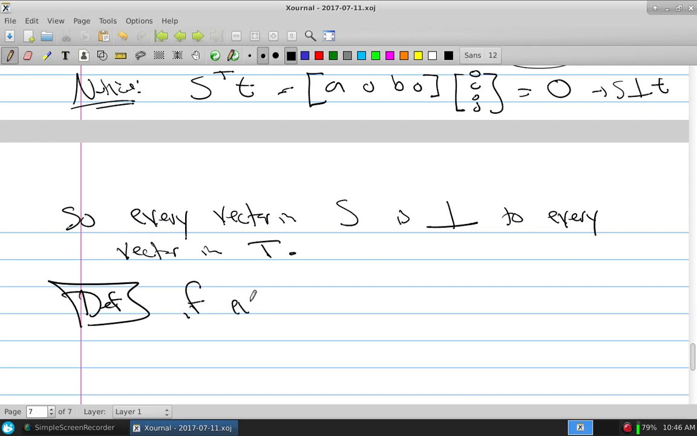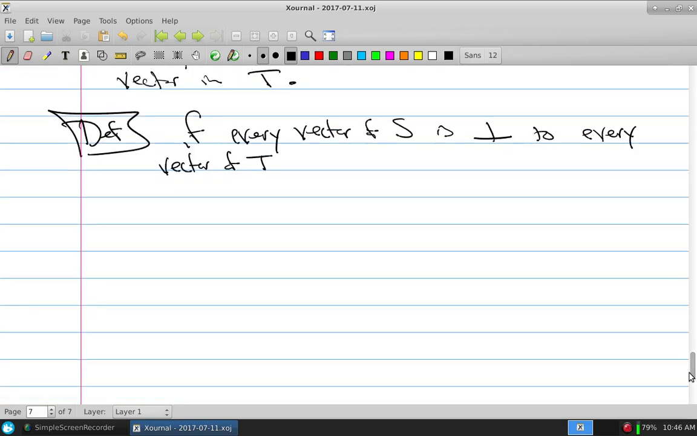if every vector of S is orthogonal to every vector of T, we shall call S and T orthogonal subspaces.